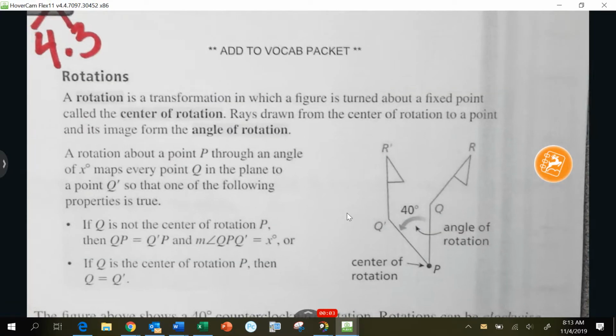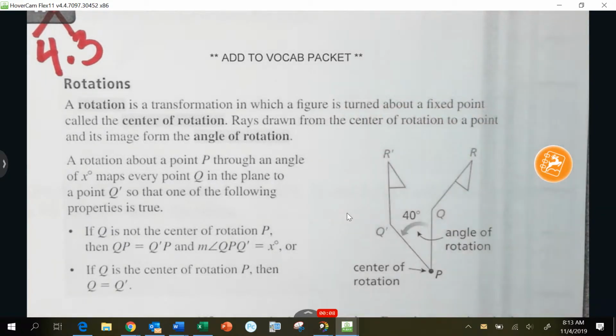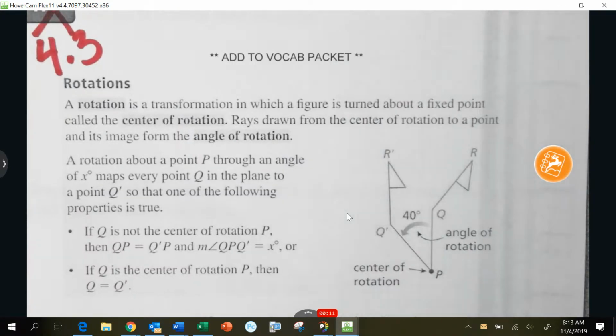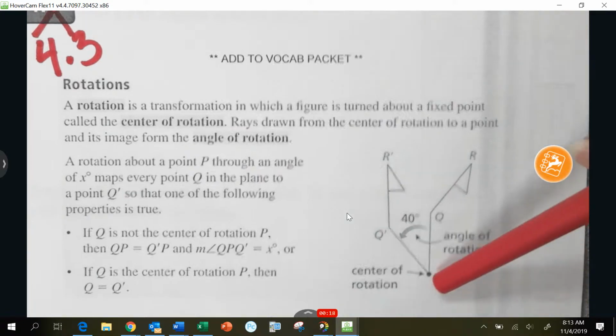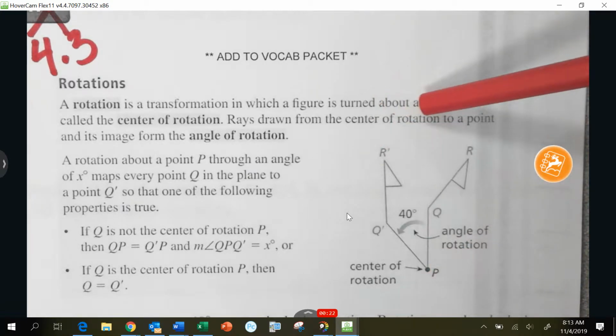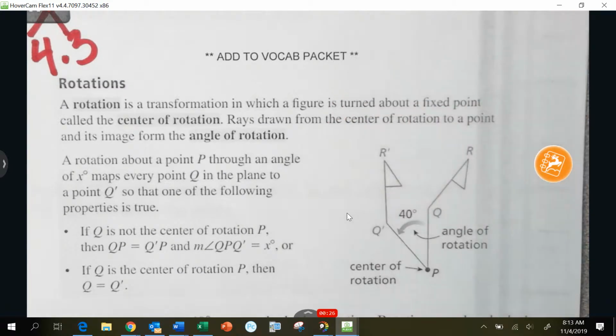Okay, so when you have a moment, you're going to add this to your vocabulary packet. We're going to talk about rotation. A rotation is a transformation in which the figure is turned about a fixed point. That point is called the center of rotation. And then rays drawn from the center of rotation to a point and its image form an angle of rotation.